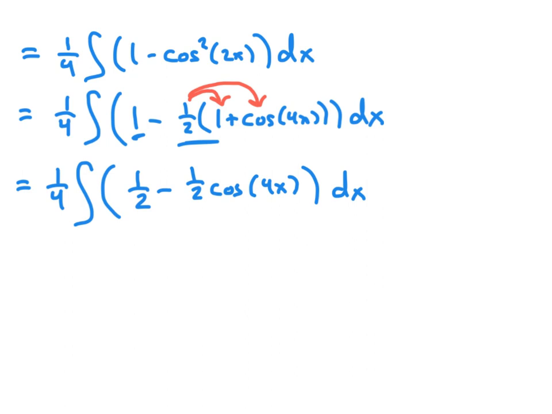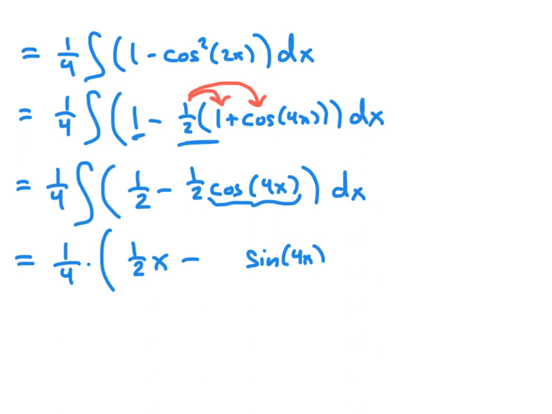At this point, we can actually find the antiderivative of this integrand. We're going to have a constant, of course, of 1/4 out front. 1/2 has an antiderivative of 1/2 x. And then we know that cosine of 4x will give us a sine of 4x, but we need to divide by 4 to find the antiderivative, and we also already have the factor of 1/2 out front, and so this is going to be a 1/8 sine of 4x, all plus c.